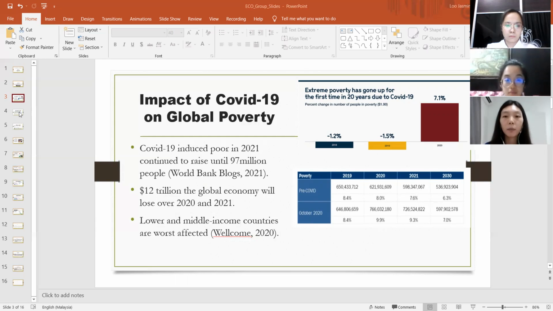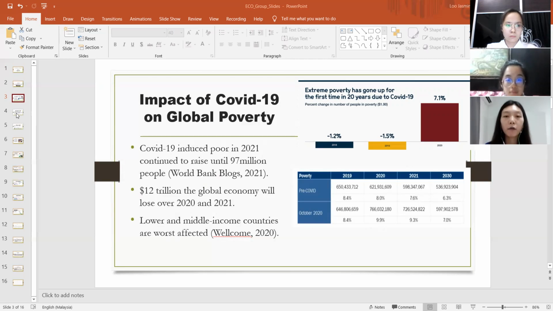While no economy is left untouched, lower and middle income countries are worse affected because they have weak defense against economic shock and tend to depend more on a few sectors such as commodities and tourism. Millions of people have already fallen below the poverty line. In just a few months of COVID-19, extreme poverty went up for the first time in 20 years.